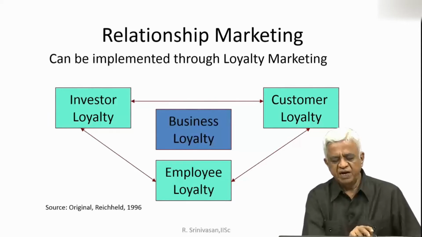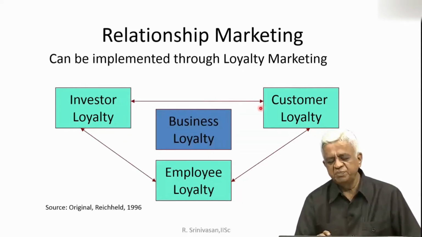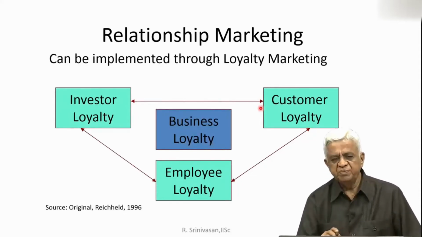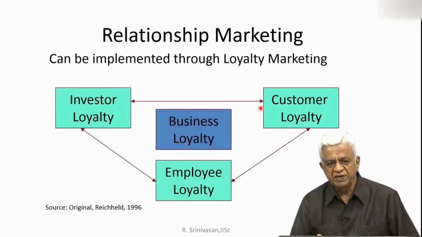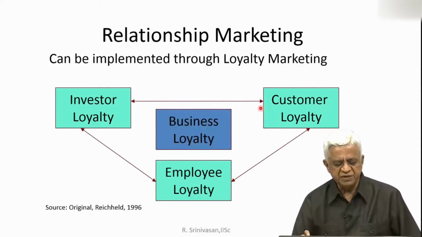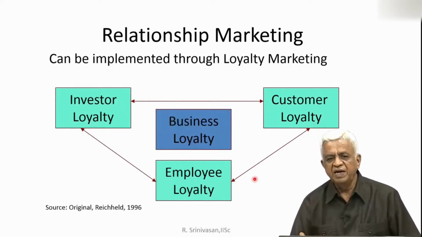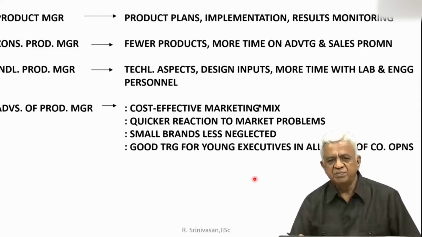You have the investor loyalty, and there is a two-way relationship between the customer loyalty and the investor loyalty. The center portion represents the business loyalty, and there is again a two-way interaction between the investor loyalty and the employer loyalty, and again between the employer loyalty and the customer loyalty. So you should have a good internal marketing in place to see that this relationship marketing succeeds. All this brings you to the role of the product manager.